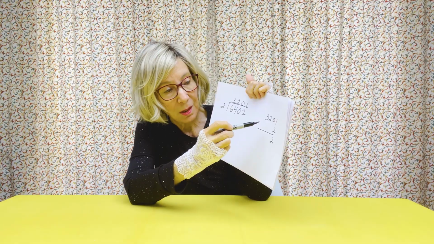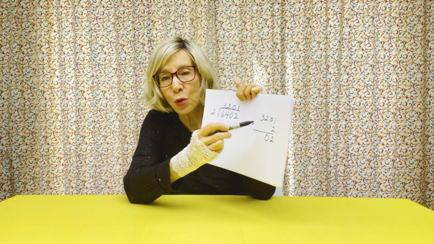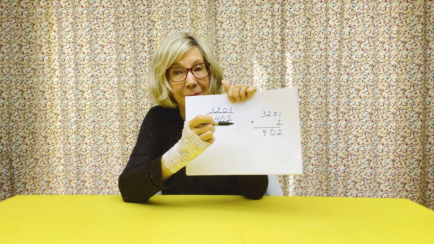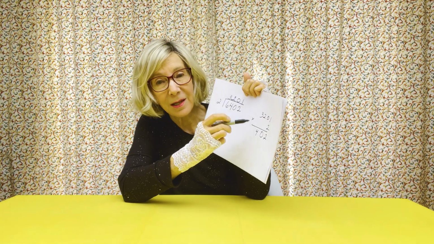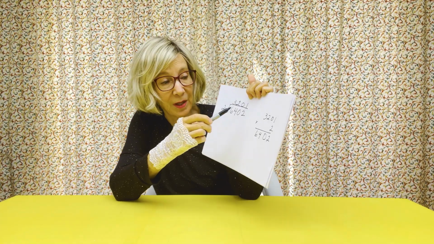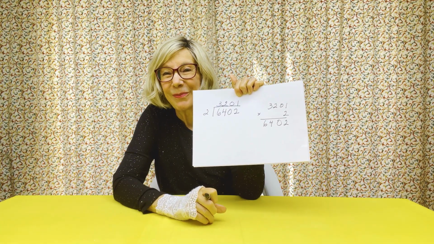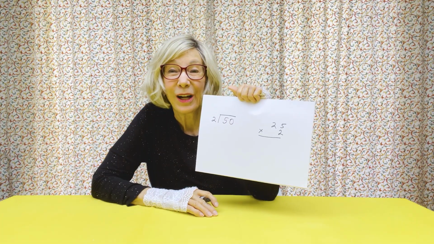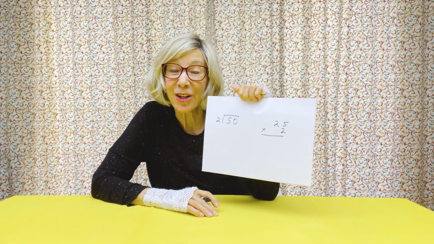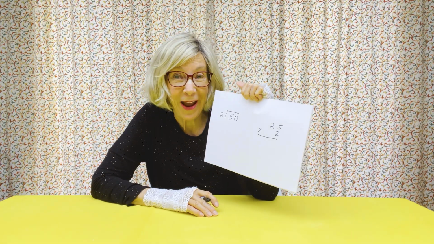0 taken 2 times is 0. 2 taken 2 times is 4. And 3 taken 2 times is 6. Notice what we started with. Yes. 6, 4, 0, 2. Good. We're going on with shortcut division using our multiplication facts.